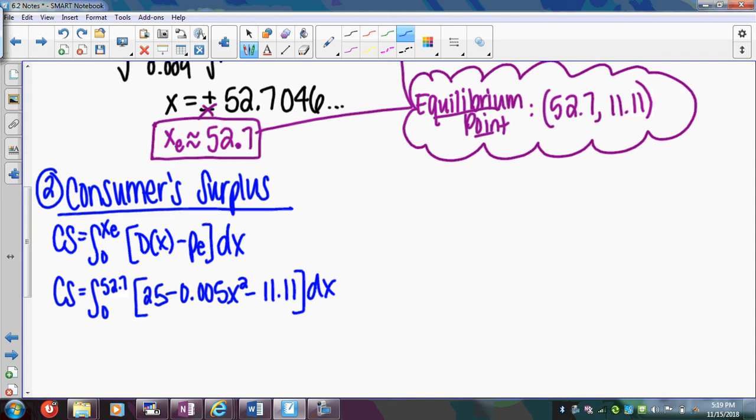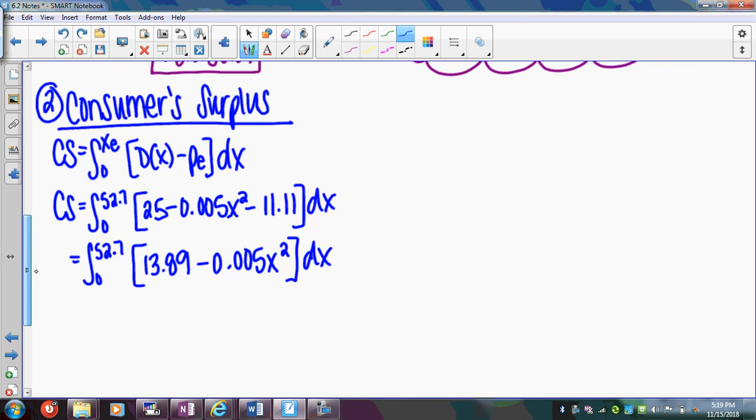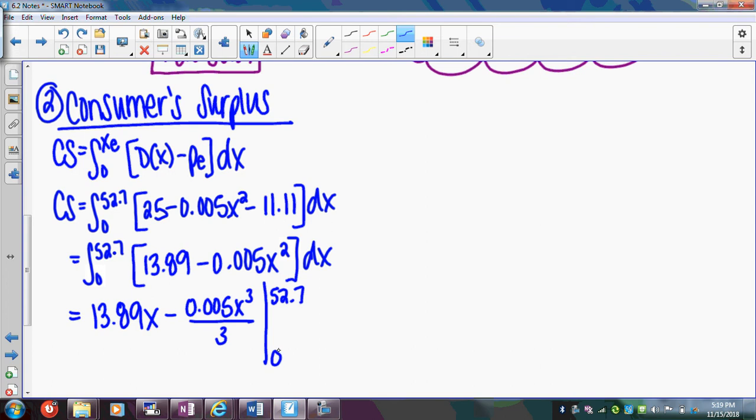So then we want to combine our like terms here before we actually integrate. So 25 minus 11.11 gives me 13.89 minus 0.005x squared. And now I integrate. So we get 13.89x minus 0.005x to the third, divided by that new exponent, keep your bounds at the end. And now we plug in.